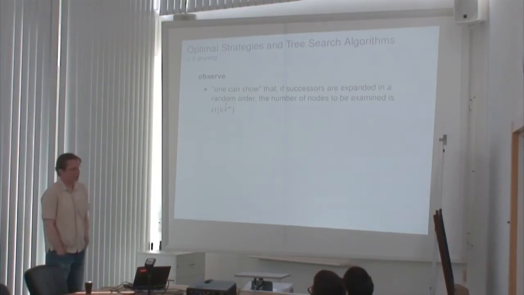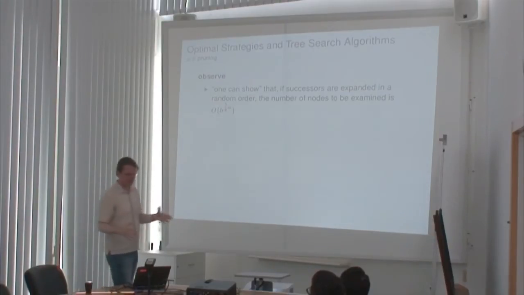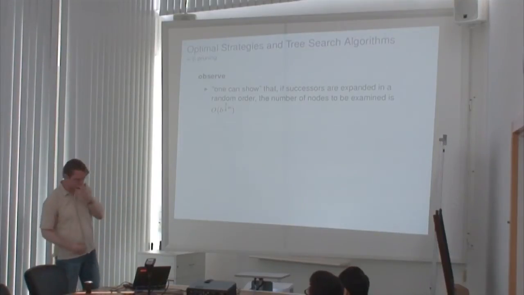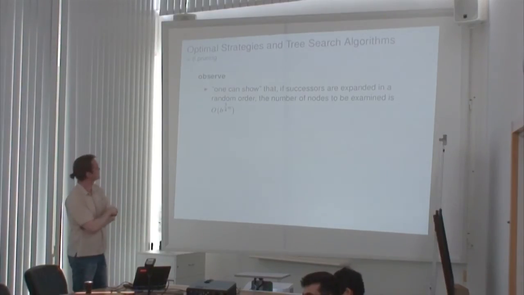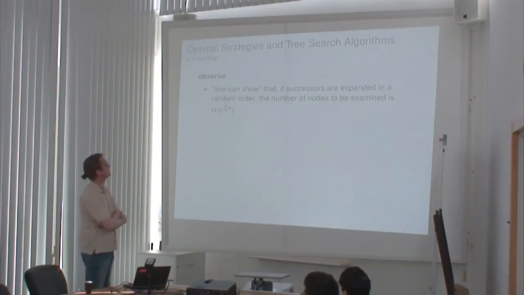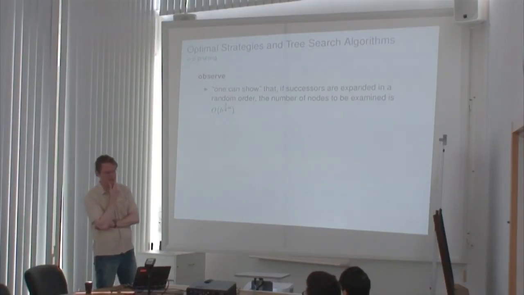However, one can show that if these successors are expanded in a randomly ordered fashion, the number of nodes that this modified min-max algorithm would have to explore or examine is of the order of b raised to 3/4 m. This is much better than b raised to the m. And I'm putting this "one can show" in quotation marks because I will not show it to you. But you could prove that. This can be proven using mathematical rigor.